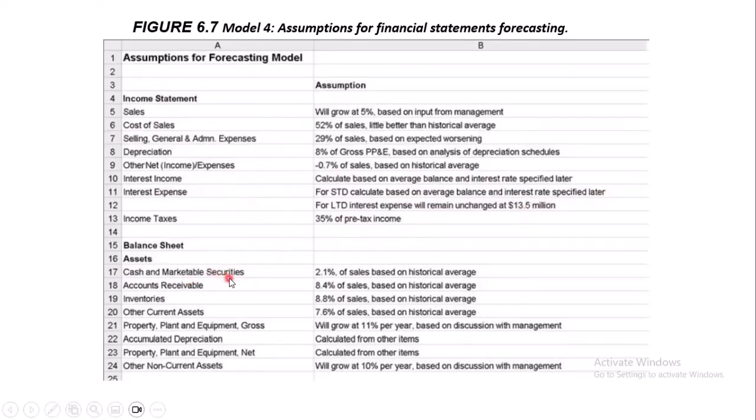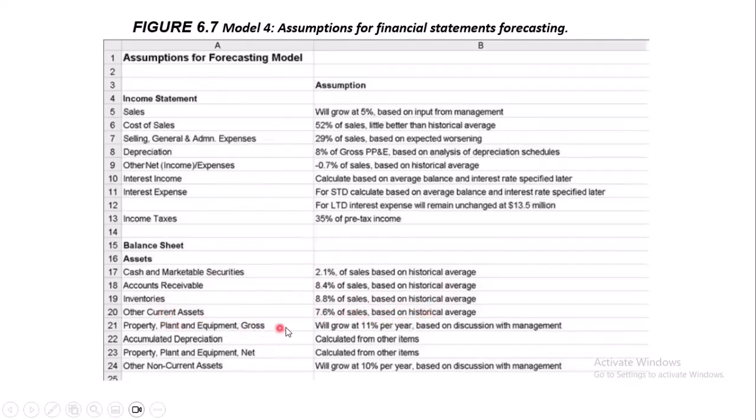Cash and marketable securities will stay at 2.1% of sales based on historical averages. Accounts receivable will be 8.4% of sales based on historical averages. Inventory will be 8.8% of sales based on historical averages. Other current assets will be 7.6% of sales based on historical averages.